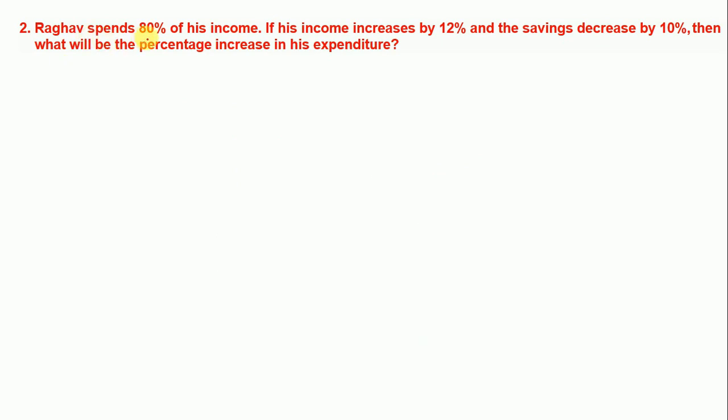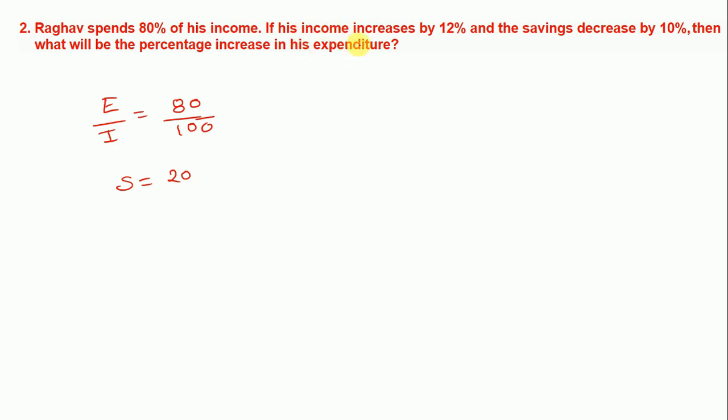Now question number 2. Raghav spends 80% of his income. If his income is increased by 12% and the saving decreased by 10%, then what will be the percentage increase in his expenditure? So first of all, he is spending 80% of his income. So expenditure upon income is equal to 80 by 100. We are assuming that he has a total of 100 rupees as income and spends 80 rupees of it, and saving in this case will be 20 rupees or 20 units, whatever it may be.